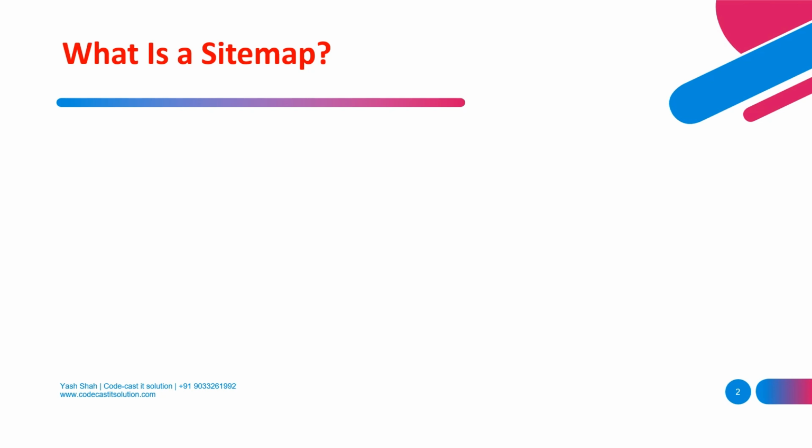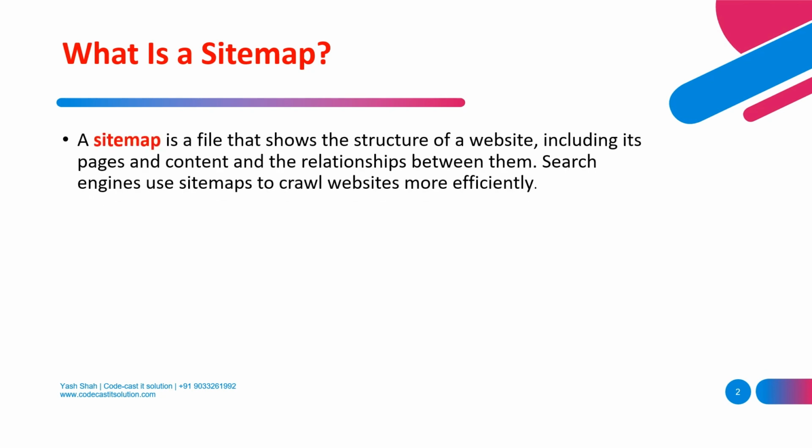What is a sitemap? A sitemap is a file that shows the structure of a website, including its pages and content and the relationships between them. Search engines use sitemaps to crawl websites more efficiently. Having a sitemap is an important part of SEO.